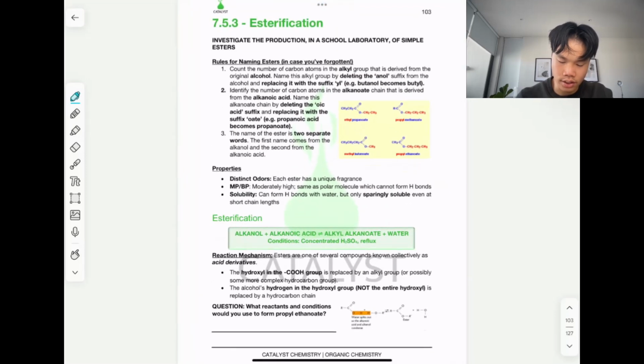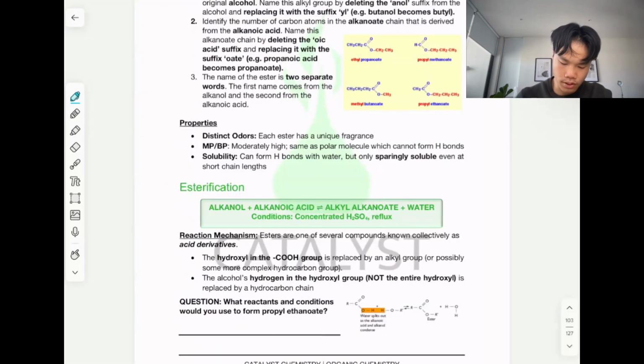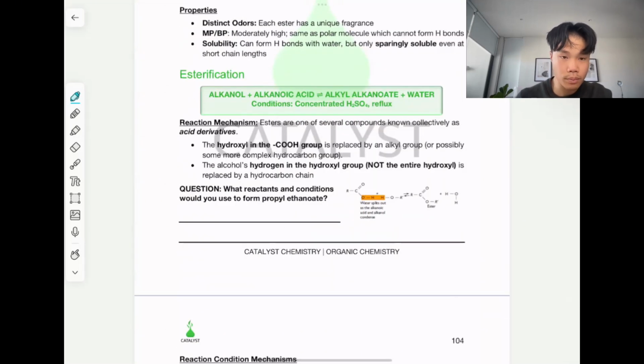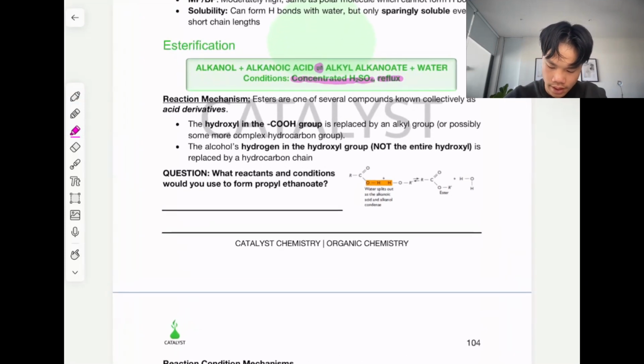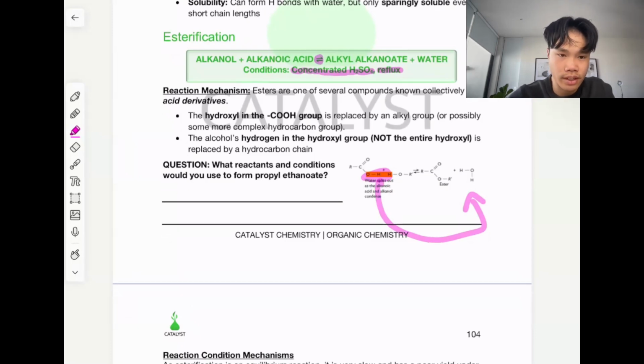And esterification. Be familiar with the naming, properties, and the actual reaction, which is an equilibrium. Everyone forgets this: esterification is a reversible reaction, which can go backward and forward, as the conditions are concentrated H2SO4 as well as heat under reflux. And the reaction itself involves an OH and H being removed from the 2 parts respectively to form water and joining the molecules together as an ester.